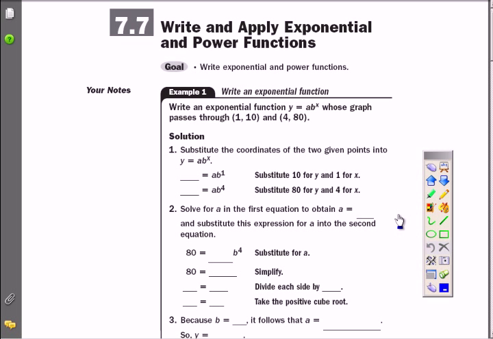Here we are, ready to wrap up Chapter 7. We have our last section in Chapter 7, which is 7-7, and it's about write and apply exponential power function.